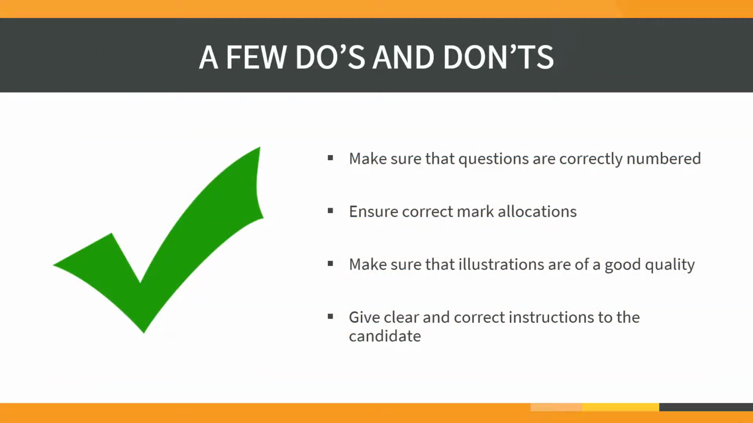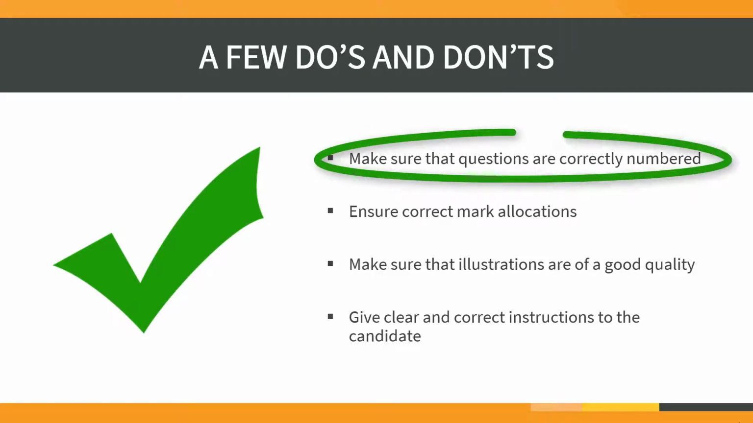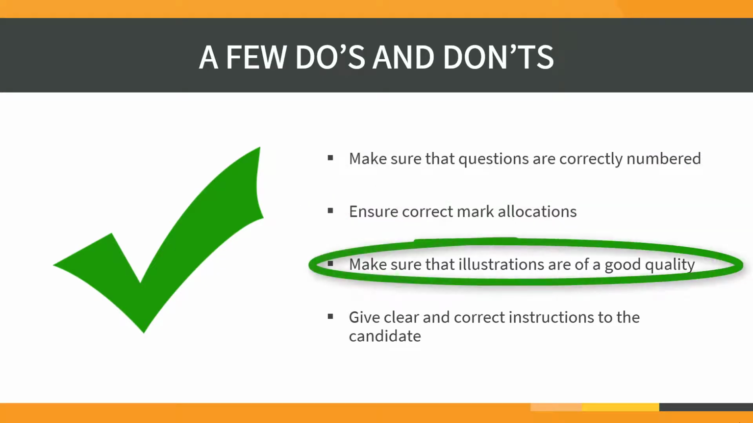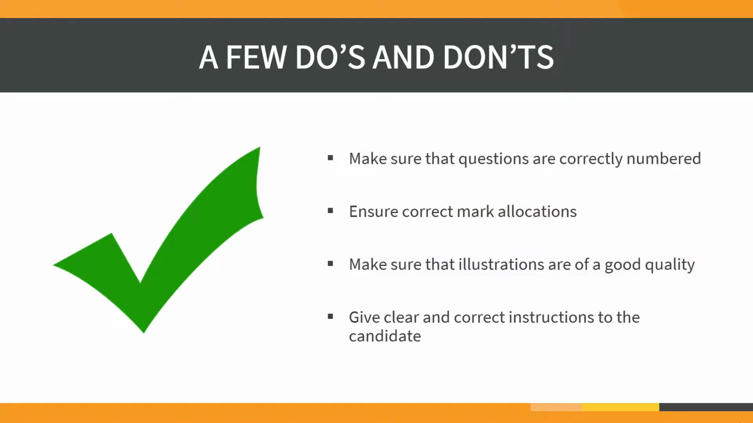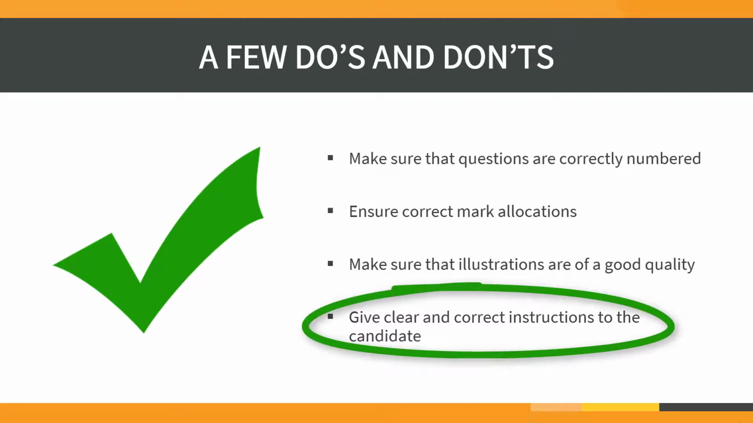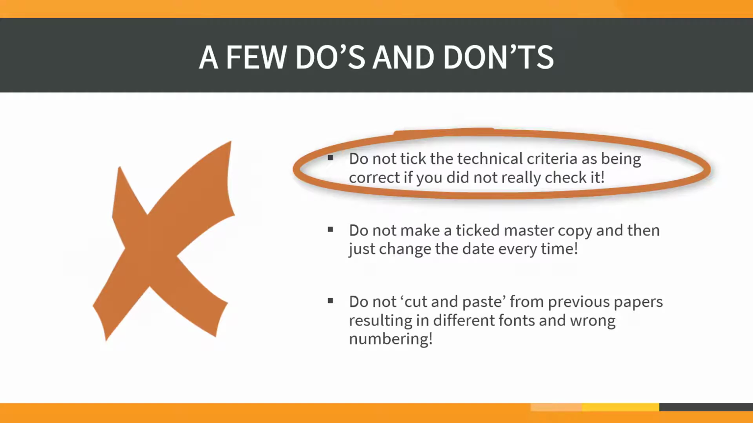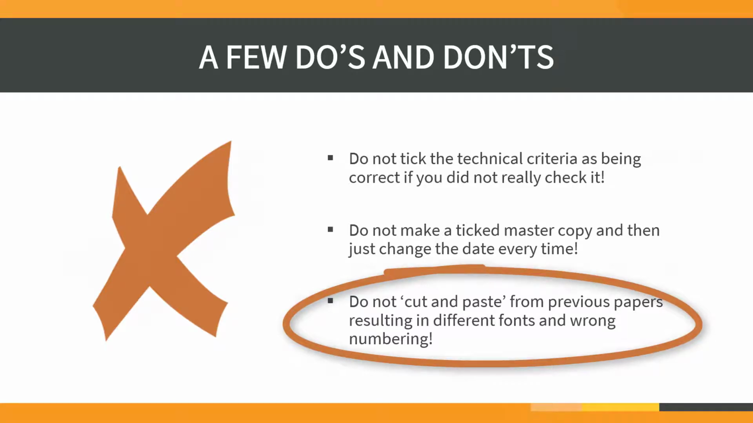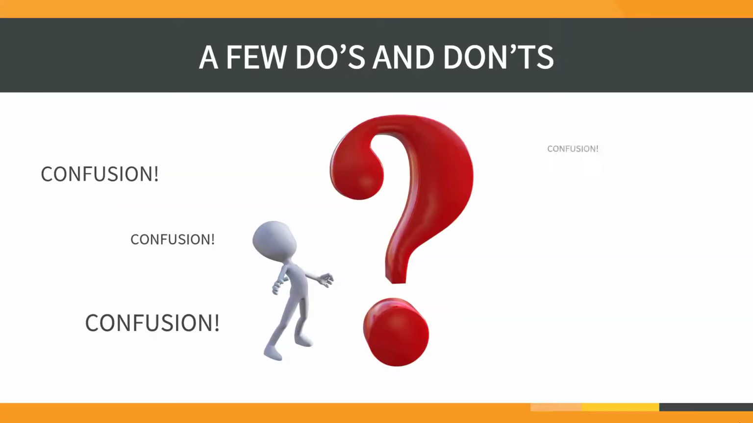Look at this list of do's and don'ts. This can be very confusing. List of do's and don'ts. Make sure that questions are correctly numbered. Ensure correct mark allocations. Make sure that illustrations are of good quality. Give clear and correct instructions to the candidate. Do not tick the technical criteria as being correct if you did not really check it. Do not make a ticked master copy and then just change the date every time. Do not cut and paste from previous papers resulting in different fonts and wrong numbering. This can be very confusing.